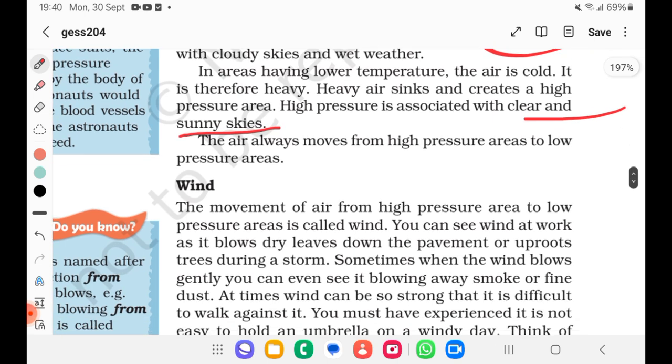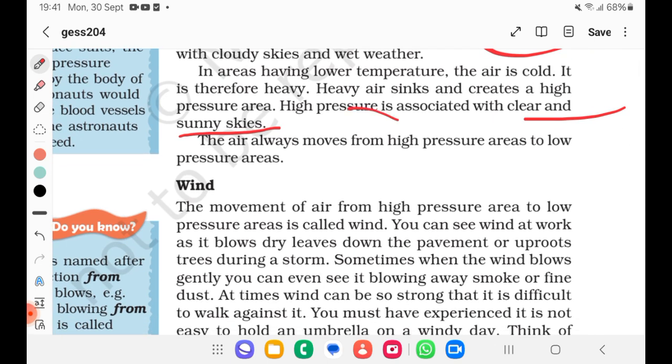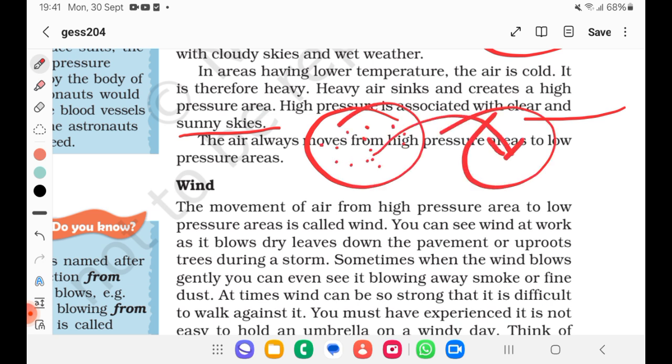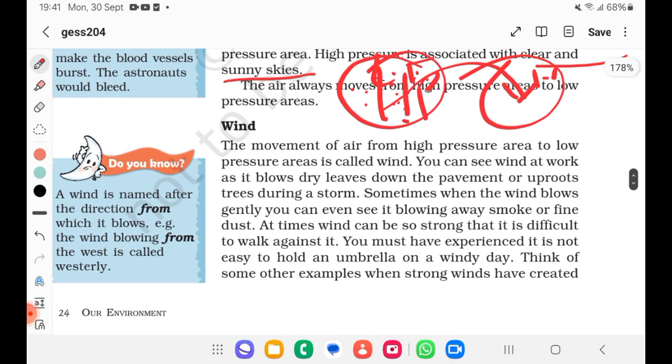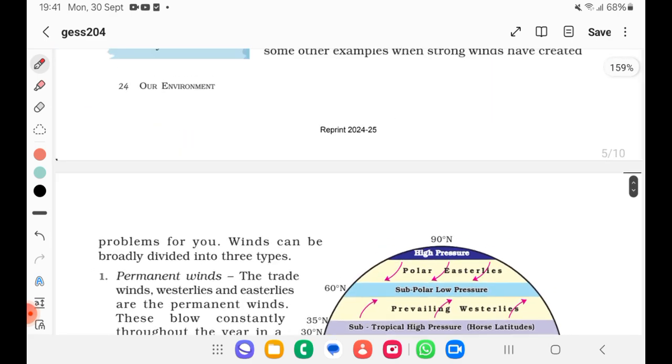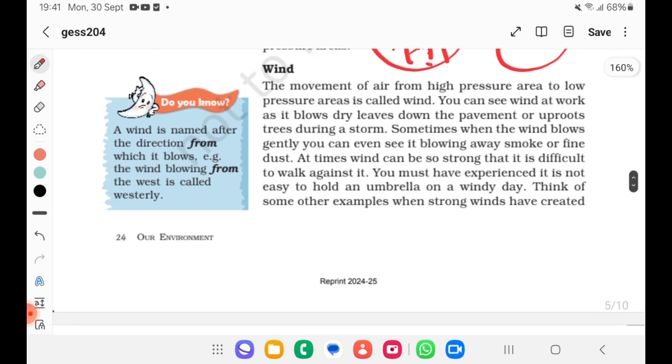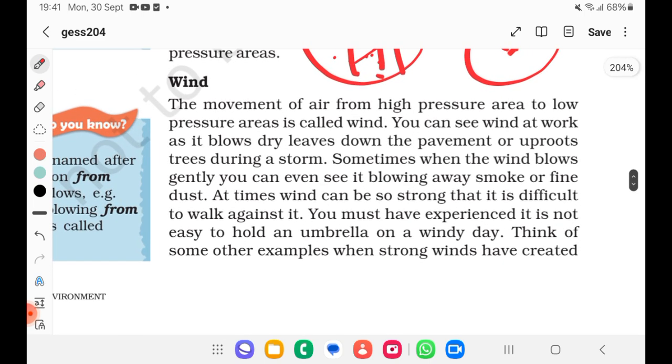So the air always moves from high pressure to low pressure. Whenever air moves from high pressure to low pressure, high pressure in the sense low temperature to high temperature. Fine, low temperature to high temperature. Okay, so the next is wind. The movement of air from high pressure area to low pressure area is called wind. What is wind? Movement of air from high pressure to low pressure.